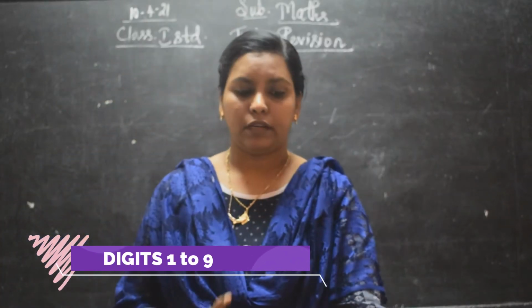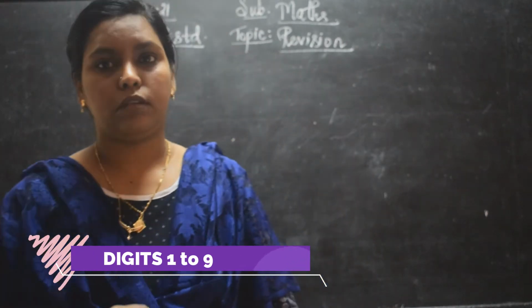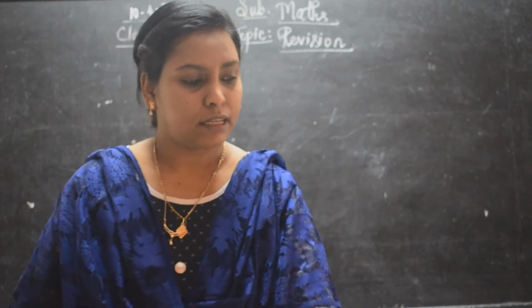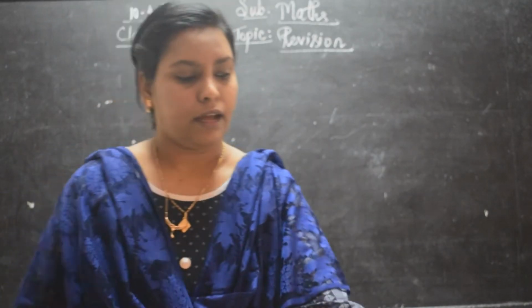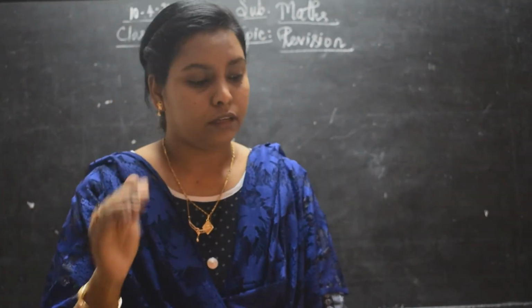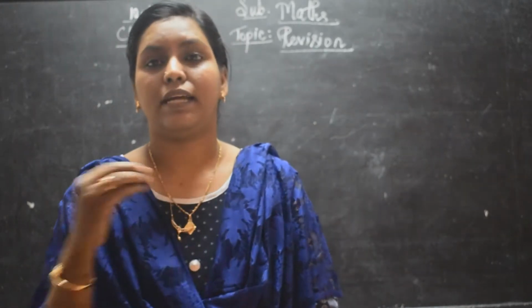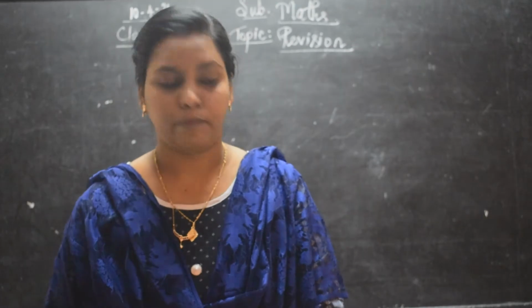Moving on to lesson number 3, that is digits 1 to 9. We learned the numbers from page number 26. There are pictures given there, and it is showing that you have to match as shown. You have 3 balls and 3 bats there. You have to match them.